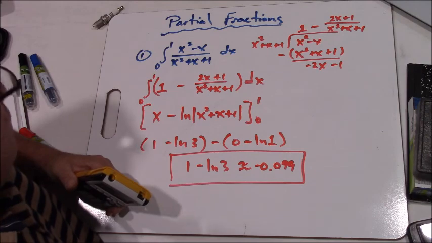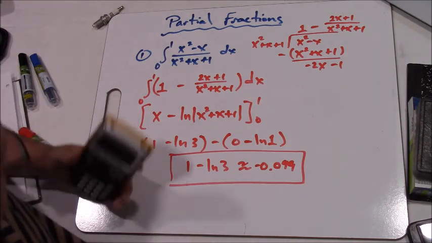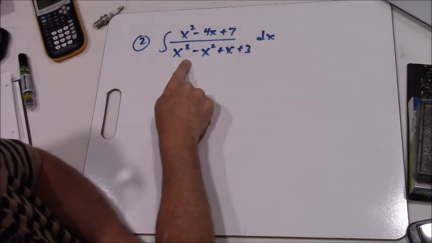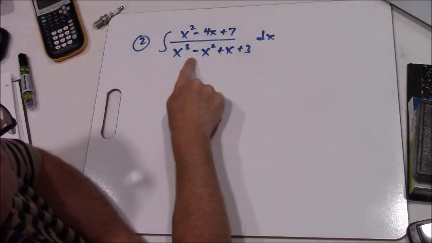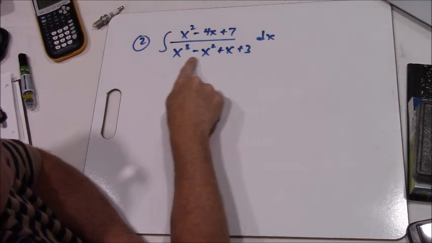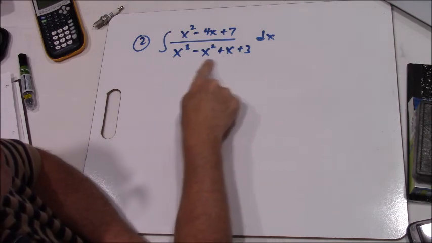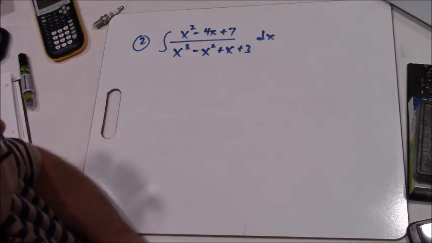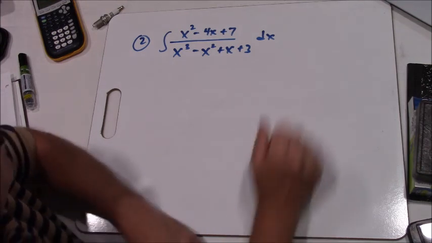Okay. All right. Let's do another one. All right. So again, it looks a little more difficult. This time, I think to be able to factor this denominator, we're probably going to have to use synthetic division. All right. So you guys go ahead and try that.